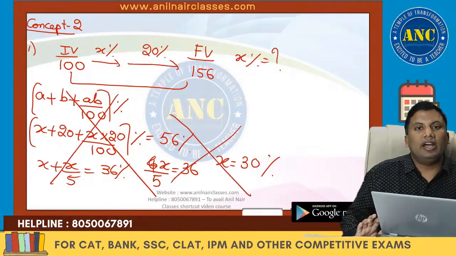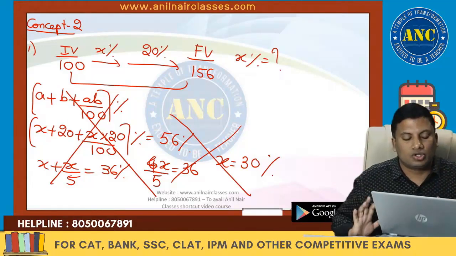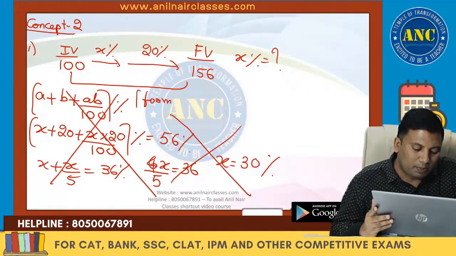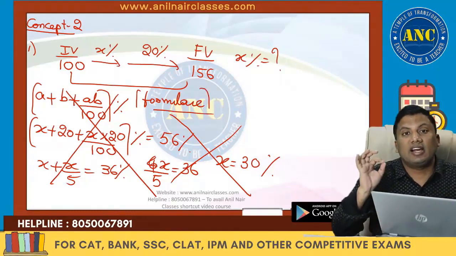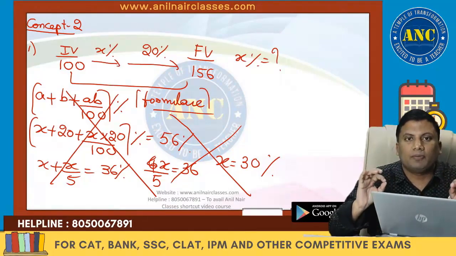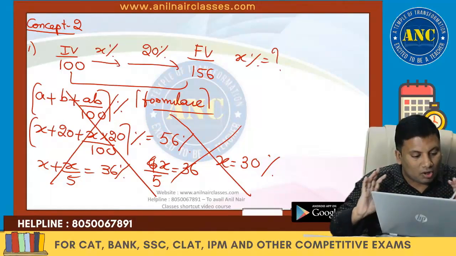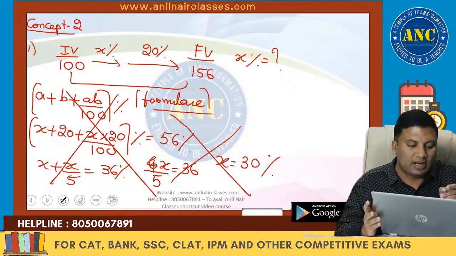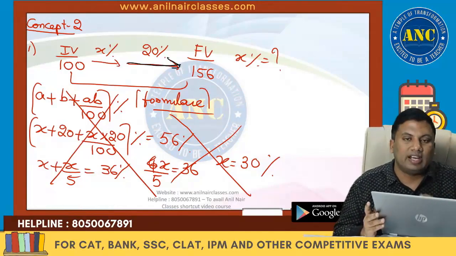It is purely a matter of not knowing how to solve without using the formula. This formula-based approach, please avoid it unless and until it is required. A plus B plus AB by 100, I am not going to use. Overall increase is 56 percentage, and one value is 20.